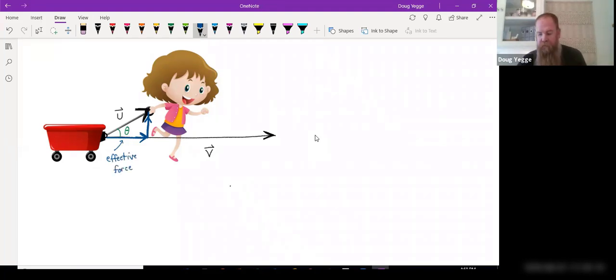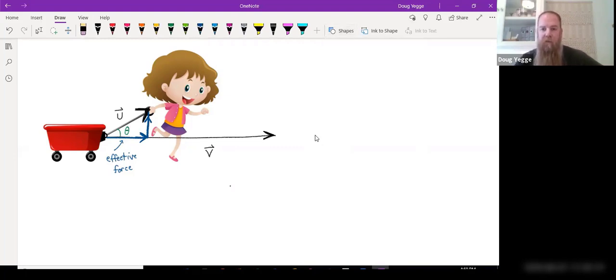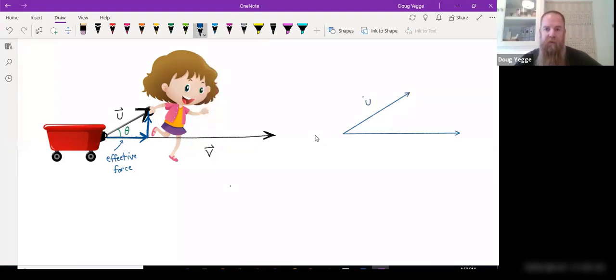Now I'm going to redraw this, just so that we could see this without the girl and the wagon and get a little confused. So we're going to draw this again. We're going to draw one vector here, that's going to be vector v. And we're going to take another vector right here, and this is going to be vector u. Let's label this as vector u, and this is vector v.